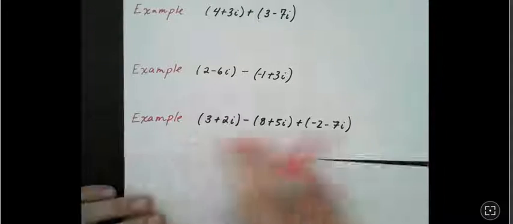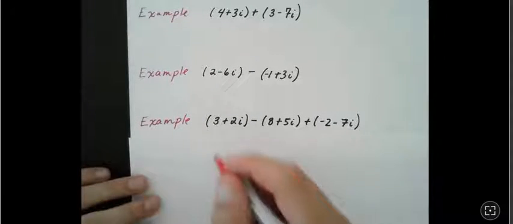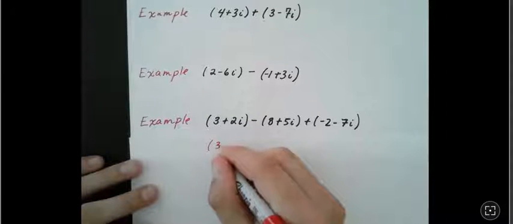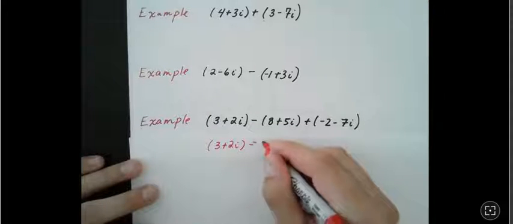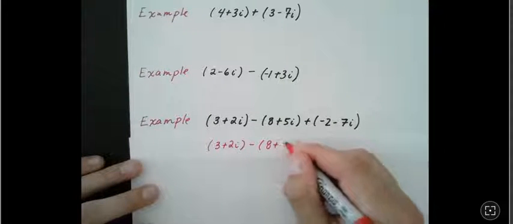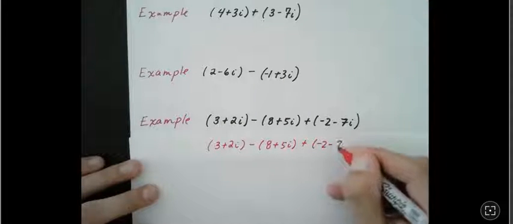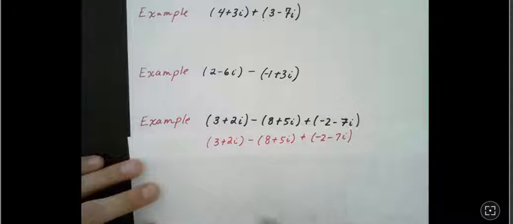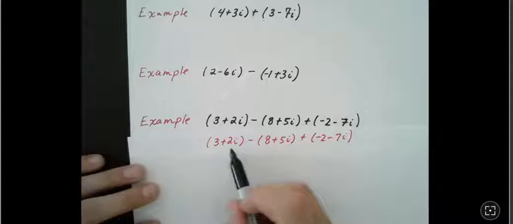The last example, and I'll put you on pause there for a minute. In our last example, sorry about the phone ringing, we have 3 plus 2i minus 8 plus 5i, that quantity, plus negative 2 minus 7i. Now the first and last term, those are positive. You can just leave those. You don't have to do anything because it's plus here, and these are positive.